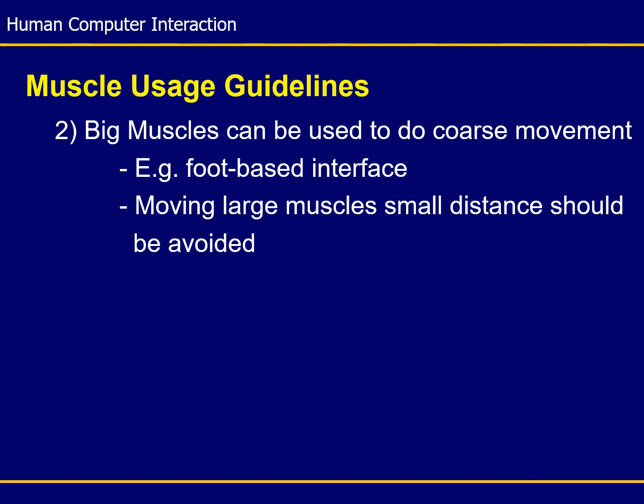Now, the big muscles, this is the second takeaway here, the big muscles can be used to do coarse movement. Big muscles are for coarse movement. Now, moving large muscles small distances should be avoided because the user will not be able to perform the small distances. It's not about getting tired as much as it is not actually achievable. And I already discussed the example of the assembly line and how big you should make a button that the user clicks with his feet.